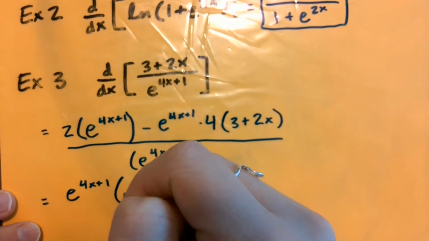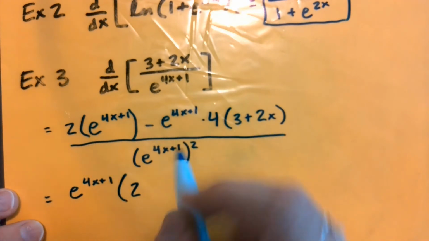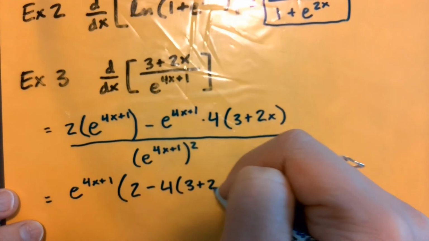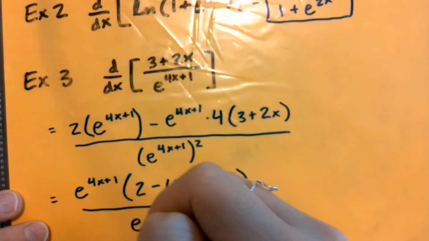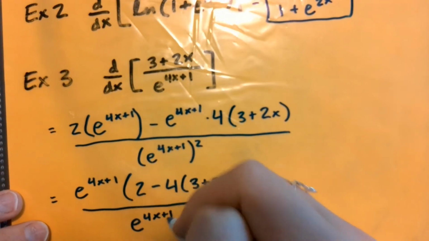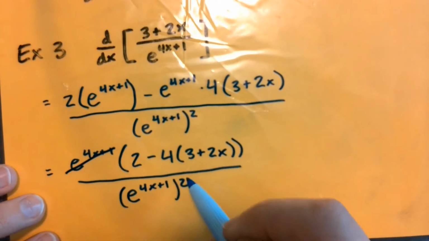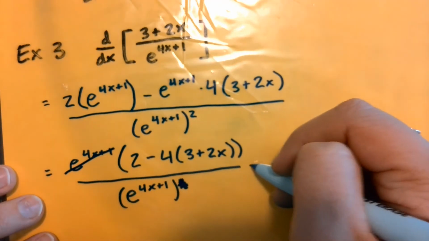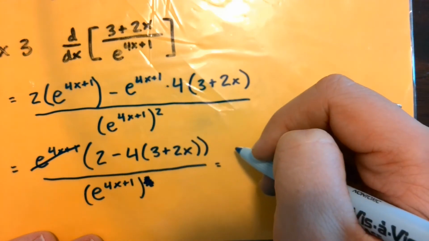factoring out that e to the 4x plus 1, it's going to leave me with a 2 in this left side. On the right side, I'm going to have minus a 4, 3 plus 2x. And then I've got it all over that e to the 4x plus 1. I've got 2 of them. So we're looking at being able to cancel one in the numerator and one in the denominator. Again, if we want to keep going, we can, but on those free response questions, leave it if you don't need to do anything else with it.